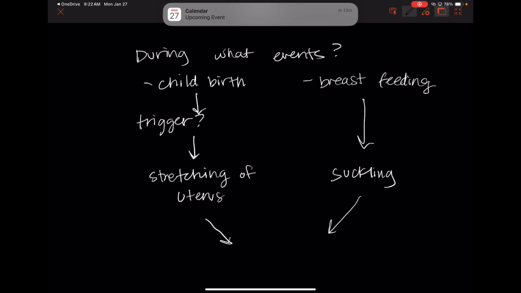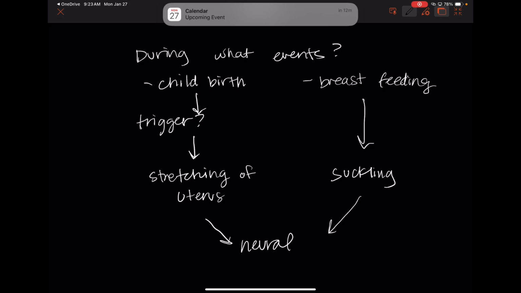Okay, so let's think about this. Baby suckles on the breast. It's going to be neural, okay? Baby sucks on the breast, okay? That causes stimulation at the mammary glands, which causes the release of oxytocin, which then can lead to the letdown of that breast milk, okay?